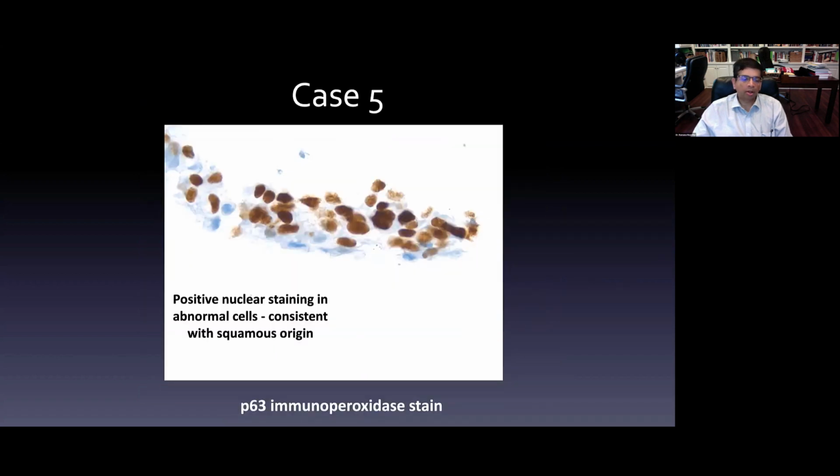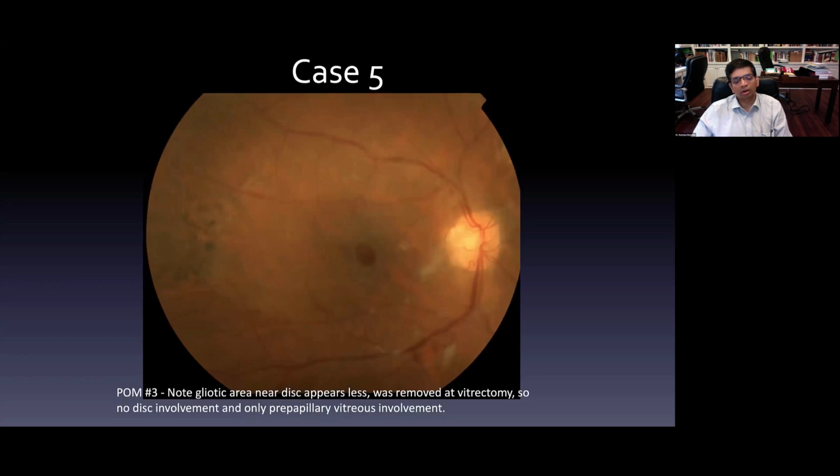And these were positive nuclear staining, consistent with P63 immunoperoxidase stain. This was consistent with squamous cell carcinoma of the lung, metastatic to the retina. So this is a condition where we thought it was infectious, but ended up being a neoplastic cause. Very rare. Again, this is extremely rare.